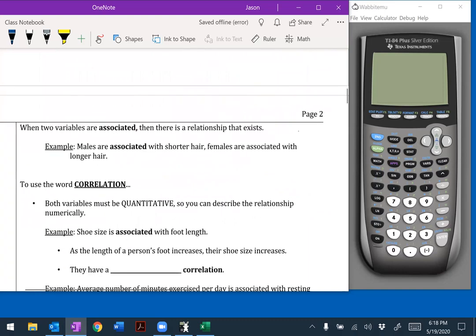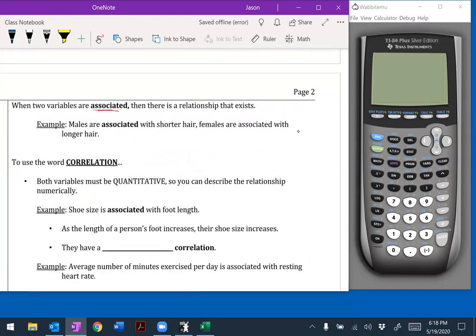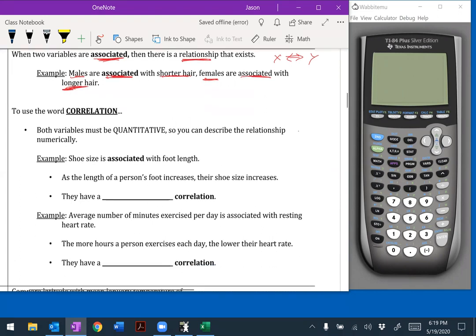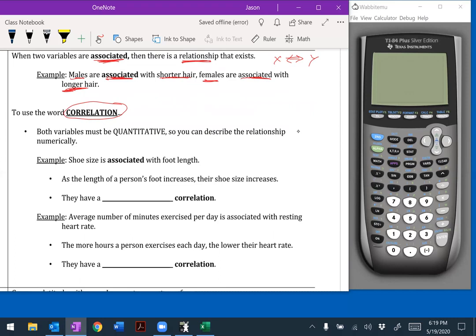When two variables are associated, again, think X is associated to Y, then there is a relationship that exists. Males are associated with shorter hair. Females are associated with longer hair. Doesn't mean necessarily that that's the case. That just is a trend. It's an association. To use the word correlation, both variables must be quantitative. It must be numerical values, so you can describe the relationship numerically.